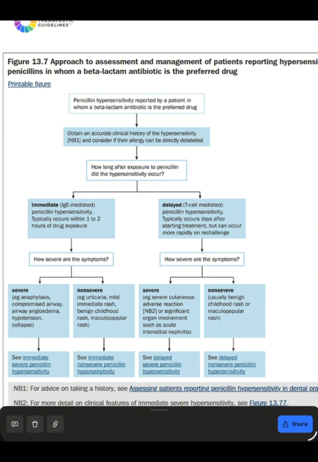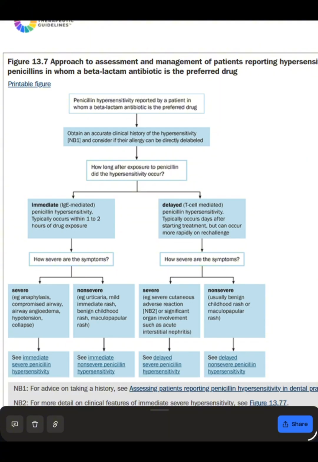Obtain an accurate clinical history of the hypersensitivity and consider if their allergy can be directly delabeled. We need to ask how long after exposure to penicillin the hypersensitivity occurred, to find out if it's immediate or delayed. Immediate occurs within 1 to 2 hours of drug exposure. Delayed occurs days after starting treatment, but can occur more rapidly on rechallenging. Then we need to ask how severe the symptoms were, whether severe or non-severe.